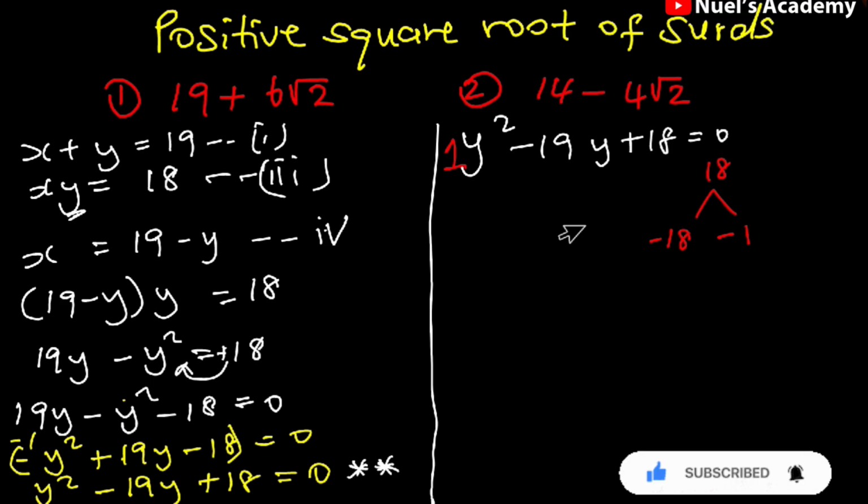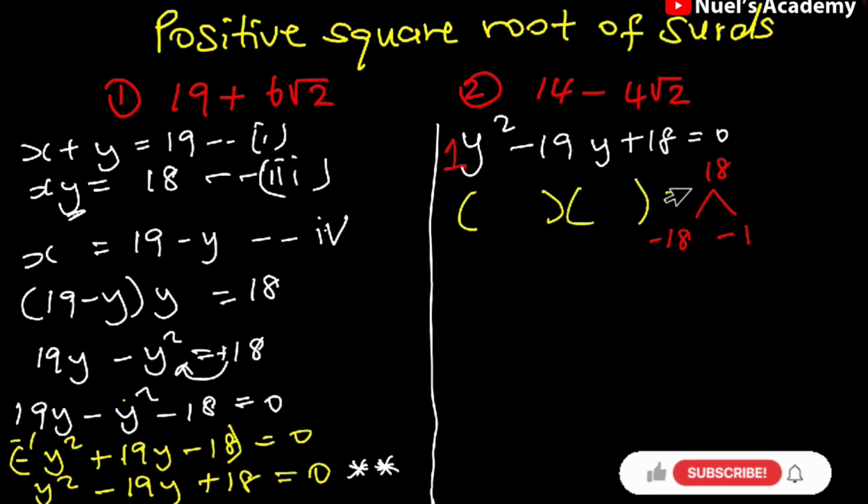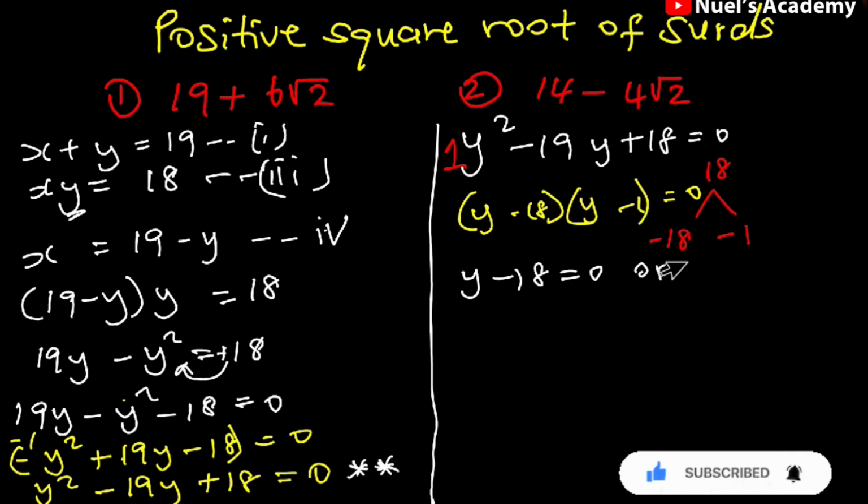So what we do is just open two brackets or parentheses as the case may be. We write y here and then y. Then we have negative 18 and then negative 1. So we have y minus 18 equals 0, or y minus 1 equals 0. So we have y equals 18, or y equals 1.